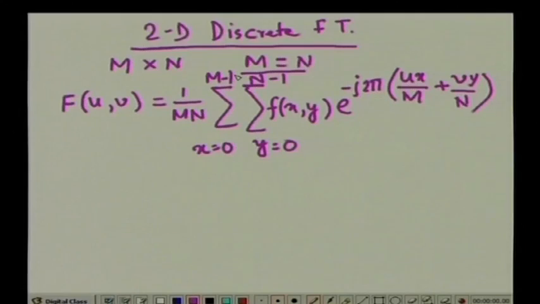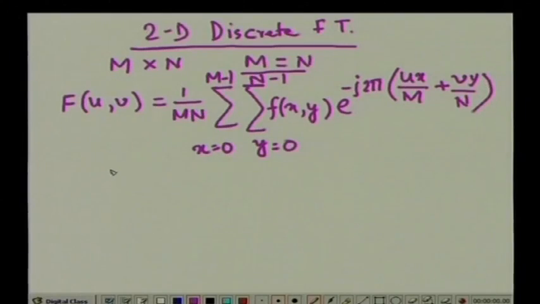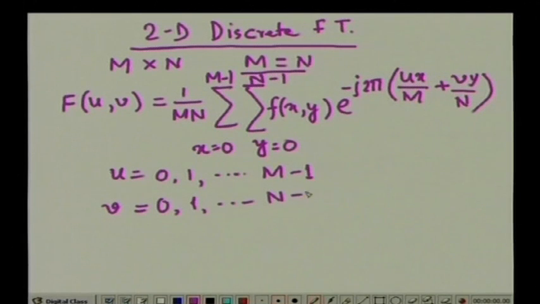And because our images are discrete, the frequency variables are also going to be discrete. So, the frequency variable u will vary from 0, 1 up to M minus 1, and the frequency variable v will similarly vary from 0, 1 up to capital N minus 1.